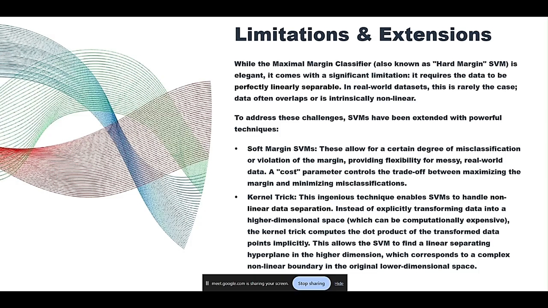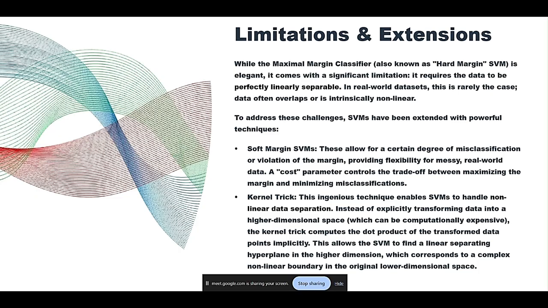Now, let's understand the limitations and extensions of support vector machines. The basic maximal margin classifier, also known as hard margin SVM, requires the data to be perfectly linearly separable, which is rarely the case in the real world. To address this, SVMs have been extended with powerful techniques. Soft margin SVMs allow for some misclassification or violation of the margin, providing flexibility for messy data.